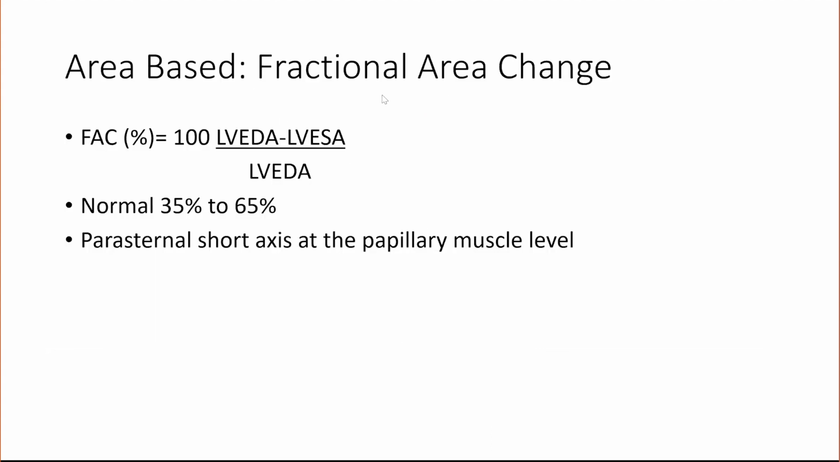Again, fractional area change, it is the same principle: left ventricular end diastolic area minus left ventricular end systolic area, divided by left ventricular end diastolic area, and normal is 35 to 65. You measure it in parasternal short axis at the papillary muscle level.